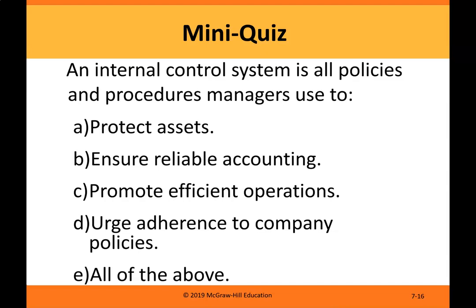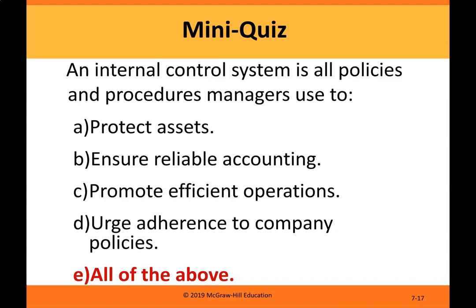Mini quiz: An internal control system is all policies and procedures managers use to A. Protect assets, B. Ensure reliable accounting, C. Promote efficient operations, D. Urge adherence to company policies, E. All of the above. The answer is E. All of the above.